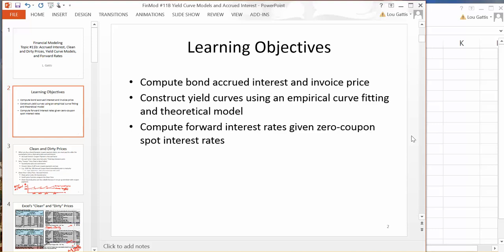In this topic, we're going to compute accrued interest for bonds and invoice prices, also called dirty prices. Construct yield curves using an empirical curve fitting model and also be exposed to theoretical models. And compute forward interest rates.